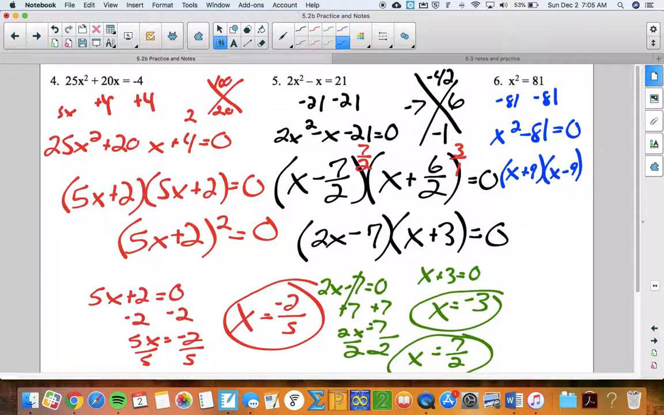But again, if you don't like that tool, you could just realize that your b value is 0. So you could write this as x squared plus 0x minus 81 equals 0 and do the diamond thing, negative 81 and 0. When you do negative 81 and 0, you get 9 and negative 9. When you put it into factored form, you get this. So one answer is x equals negative 9.